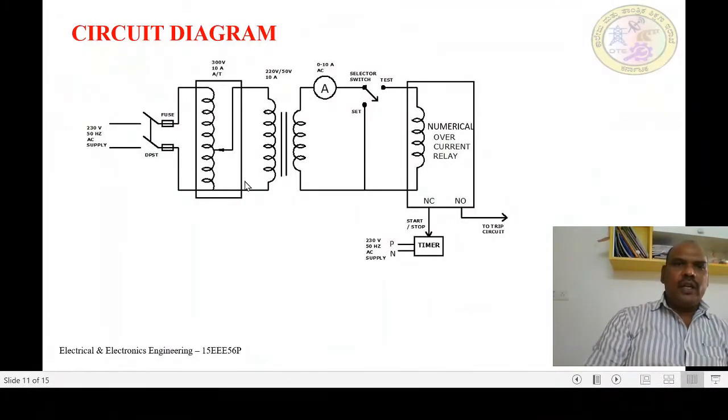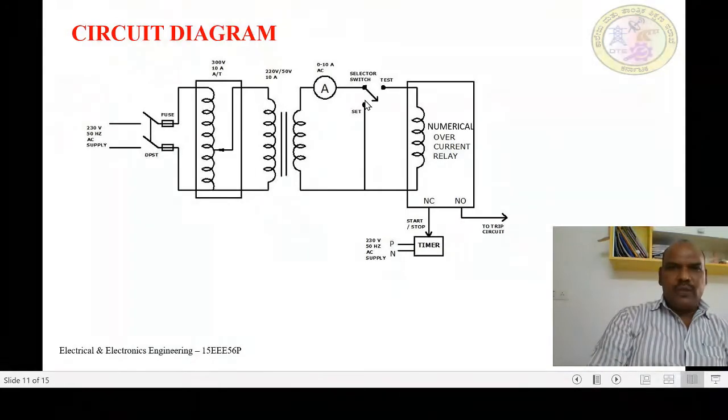And here you have an auto transformer. By varying the input voltage to the current injection transformer, we can generate high current here, which is applied to the numerical relay. Initially, this auto transformer will be in zero position, and the selector switch will be in off position. The main supply has to be switched on. After switching on the main supply, the selector should be put on set position.